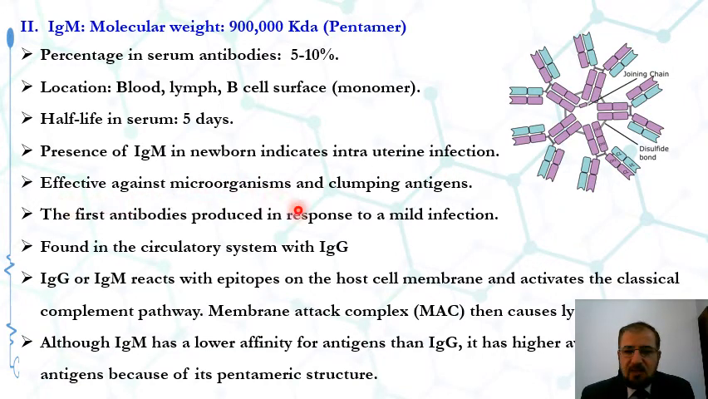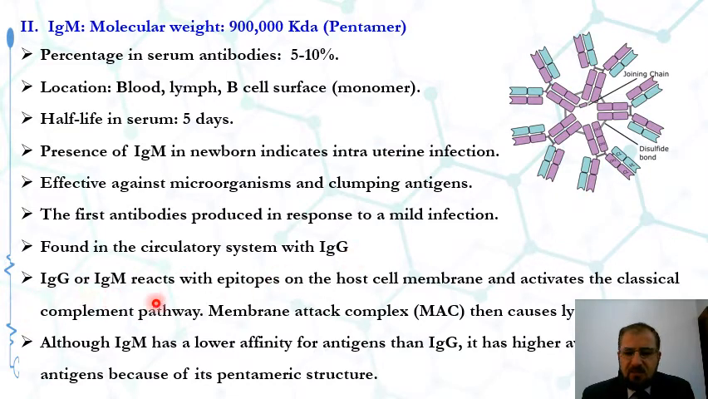It is effective against microorganisms and clumping antigens. Because the IgM is a pentamer, it contains 10 antigen binding sites, decavalent. So it is very important in reactions that clump antigens, the agglutination reaction, for example. It is the first antibody to be produced in response to infection. So the first infection will yield IgM antibodies in humans. It is always found in the circulatory system with IgG.